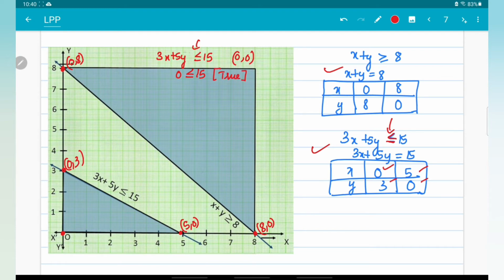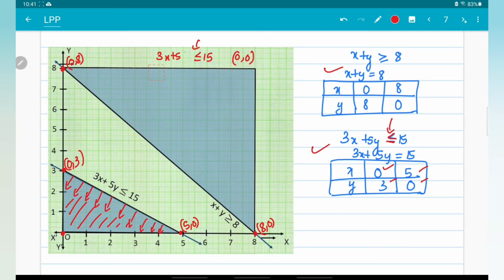So 0 is less than 15, so it either should be 0 equal to 15 or 0 less than 15. So since one of them is true, we are going to shade it towards 0. Okay, we are going to shade it towards this part, towards 0. If it would have been false, then we had to shade it away from that point, that is away from 0. But since it is true, we are going to shade it towards that point 0 comma 0. So that is how we have shaded this blue color region over here.